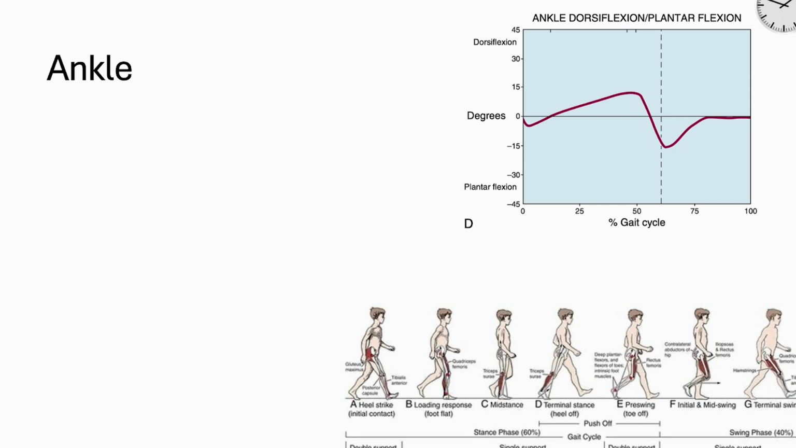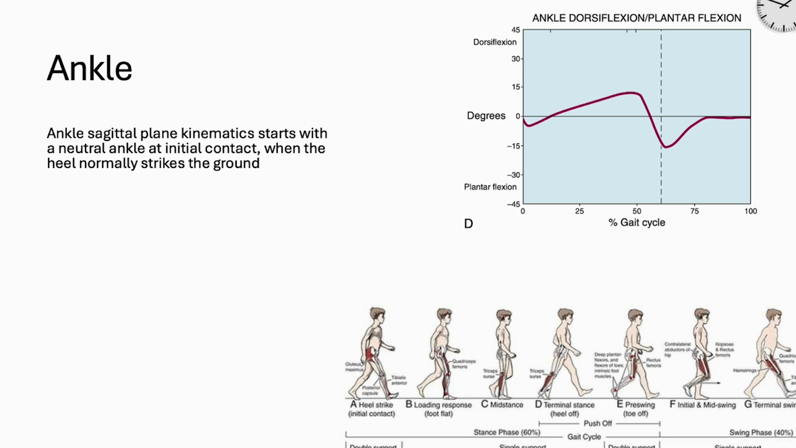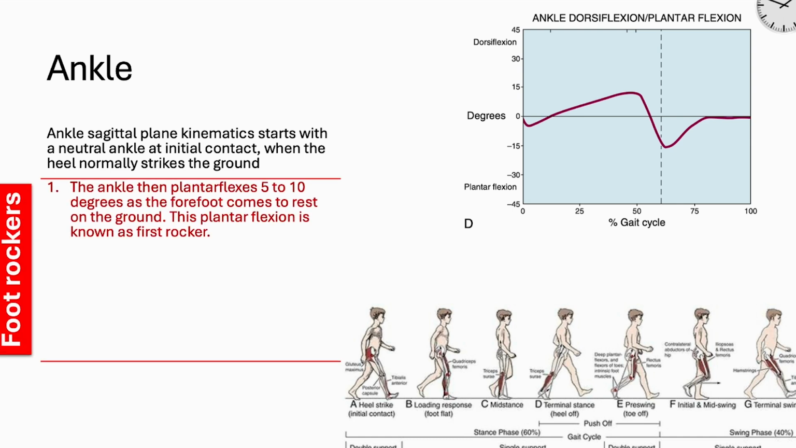Ankle kinematics in the sagittal plane. Ankle kinematics in the sagittal plane start with a neutral ankle at initial contact when the heel normally strikes the ground. The three rockers, Jacqueline Perry. 1. First rocker. The ankle is neutral at heel strike, then plantar flexes 5 to 10 degrees as the forefoot comes to rest on the ground. This is known as the first rocker.